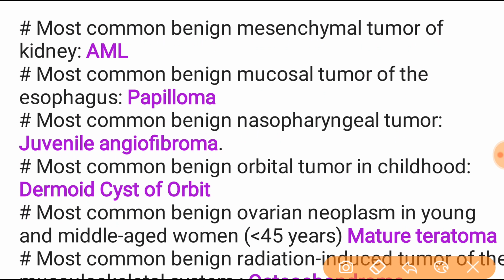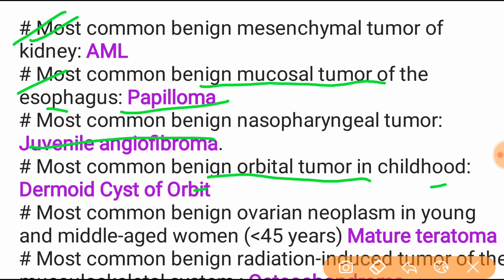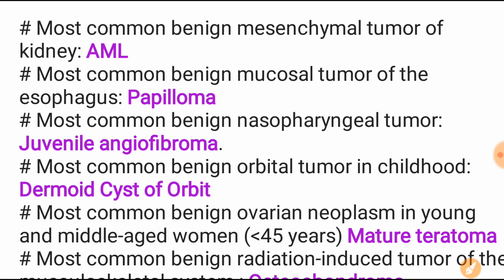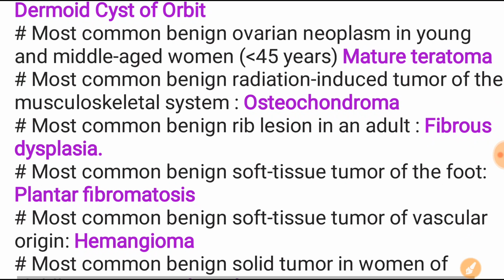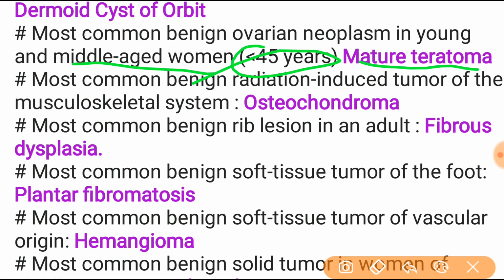The most common benign mesenchymal tumor of the kidney is the AML. The most common benign mucosal tumor of the esophagus is the papilloma. The most common benign nasopharyngeal tumor is the juvenile angiofibroma. And the most common benign orbital tumor in childhood is the dermoid cyst of the orbit. The most common benign ovarian neoplasm in young and middle-aged women less than 45 years is the mature teratoma.